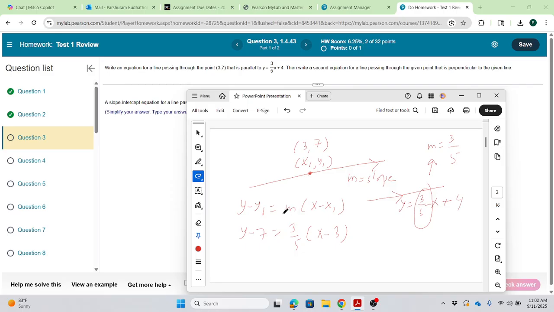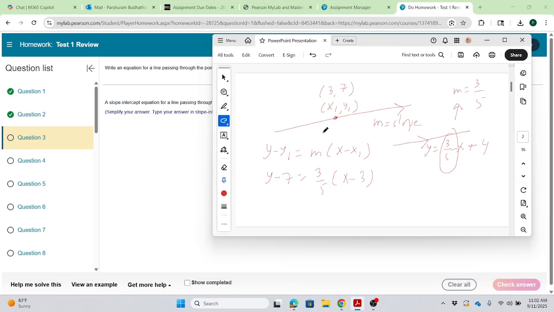This is the equation, but we need to write it in slope intercept form. So we need to bring this -7 to the other side and do the simplification. I'm going to add 7 to both sides, and I'm going to distribute this 3 over 5 here. So that would be 3 over 5x minus 3 times 3 is 9 over 5. And if I bring this -7 to the other side, it would be +7. So y equals 3 over 5x minus 9 over 5 plus 7.